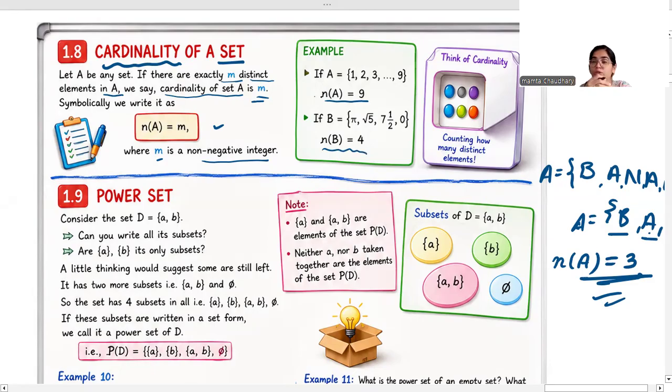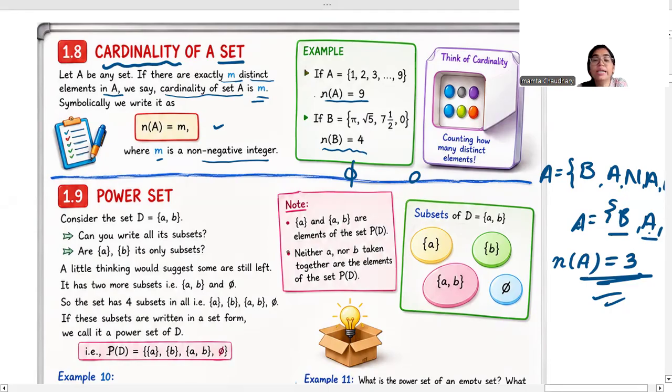I have one question for you. What is the cardinality of the empty set? Do we have any element in that? No. So its cardinality is 0. And what is the cardinality of a singleton set? A singleton set means there is only and only one element. As there is only one element, its cardinality will be 1.